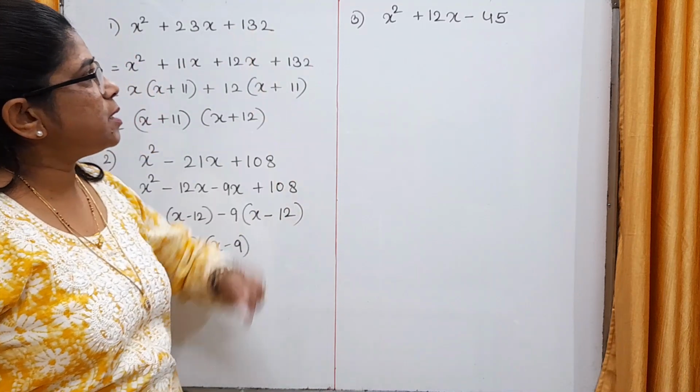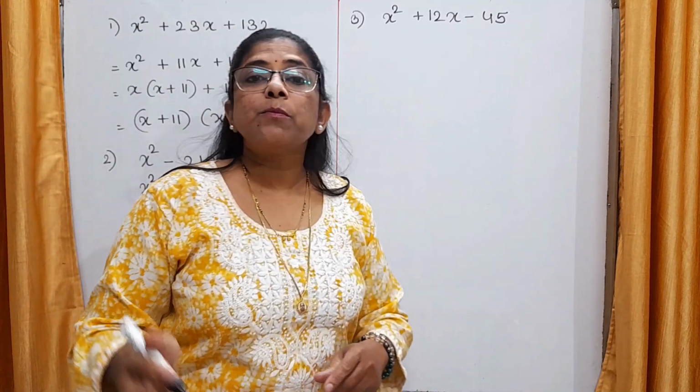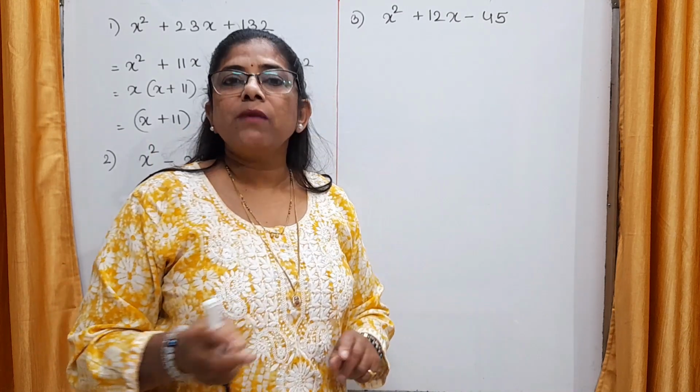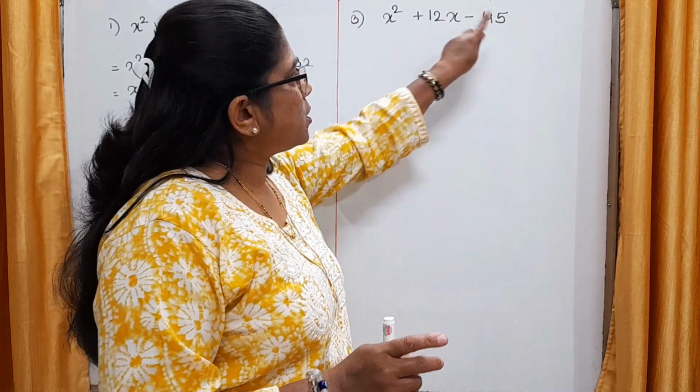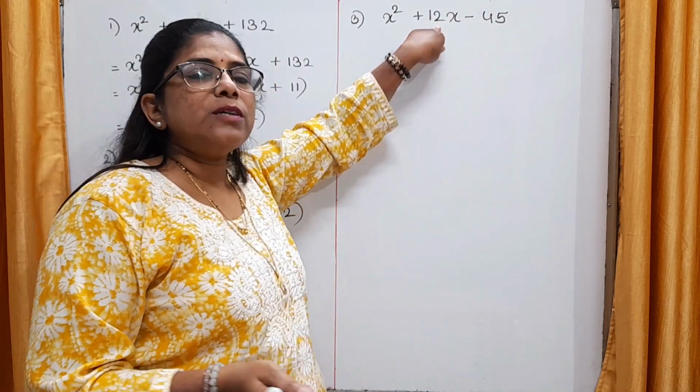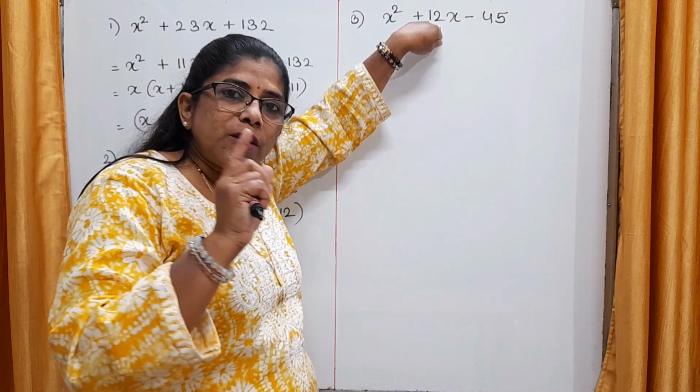Now here the third example is x square plus 12x minus 45. Here, when the product is minus, we have to find two numbers. First, the product is this last number and the difference is this middle number. I would like to repeat once again that please do watch that video.